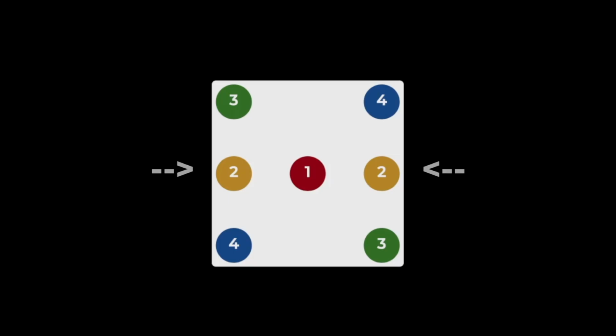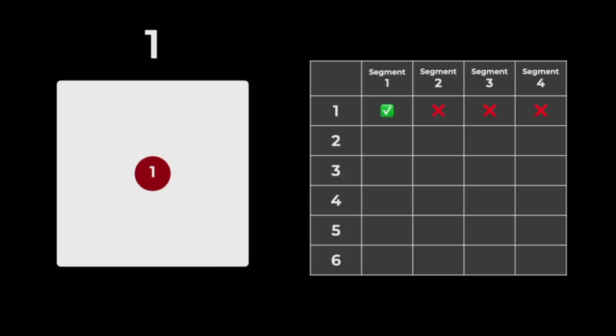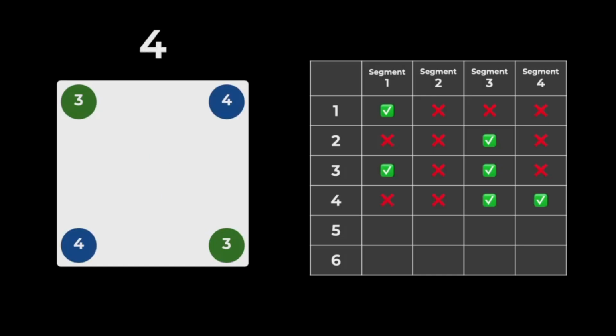For example, the yellow dots labeled as segment 2 have to both be on or both be off at the same time, because they are connected and are part of the same segment. And as you can see, with just these 4 segments, we can display any number from 1 to 6 like the dots on a die.